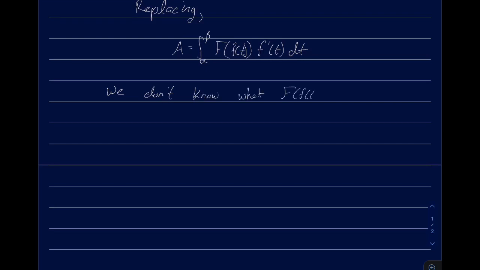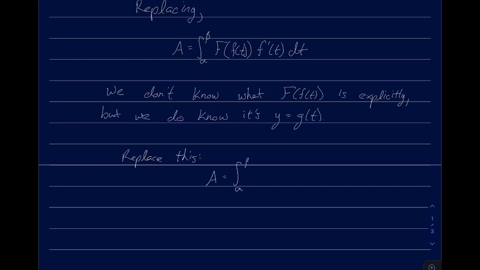But now we have a new problem. We don't know what big F of little f of t is. However, we do know that this is actually y. And we know that y is g of t. So let's go ahead and replace big F of little f of t with g of t. And when we do that, we get the area is equal to the integral from alpha to beta of g of t f prime of t dt.